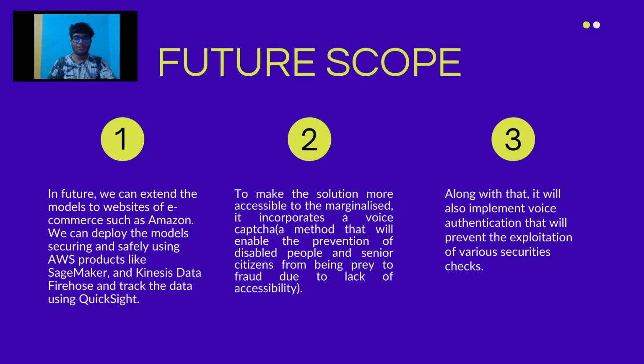Now, talking about the future scope of our project and the improvements that we can make: first of all, we can extend the models to e-commerce websites such as Amazon. We can deploy using AWS products like SageMaker and Kinesis Data Firehose, and track the data using QuickSight.